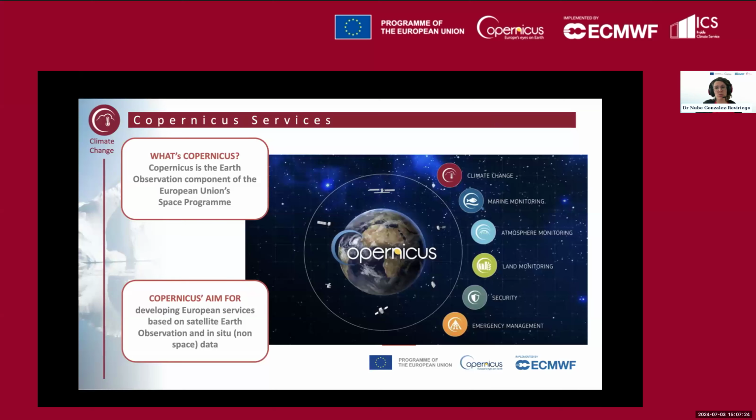So what is Copernicus? Copernicus is the Earth observation component of the European Union Space Program. The main aim of Copernicus is to develop European services based on both satellite Earth observation and in situ data sets. In Copernicus, there are already 6 services in place, and one of them is the Copernicus Climate Change Service, which is implemented by the European Centre for Medium-Range Weather Forecasts, ECMWF.